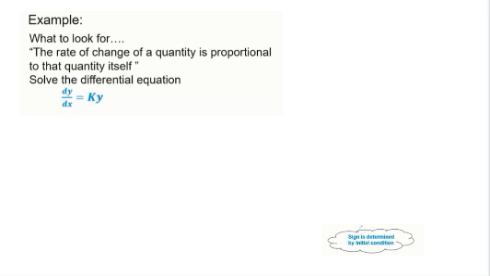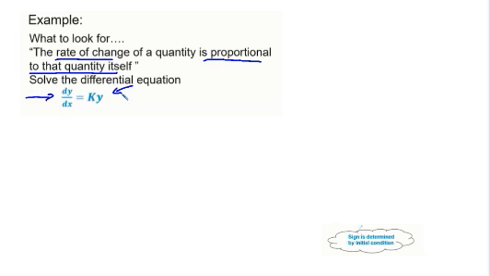So, what to look for? The rate of change of a quantity is proportional to that quantity itself. If we see something in a word problem like that, the rate of change, that's my dy/dx, is proportional to that quantity itself, then that's direct variation. That's like directly proportional.